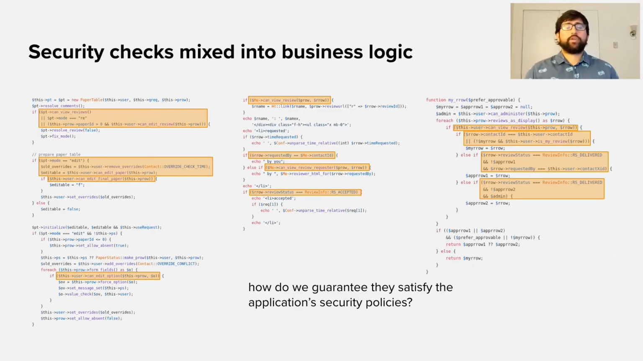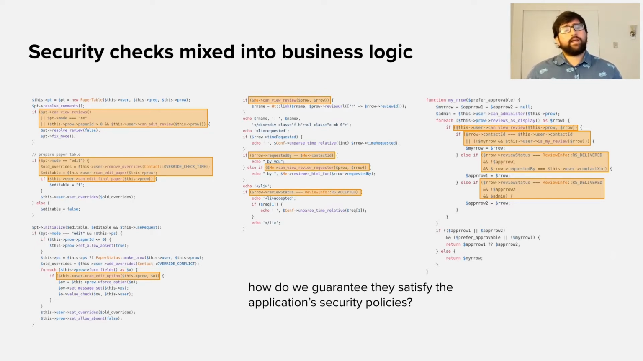Consider this code taken from the HotCRP site. The highlighted parts are security checks that control what a user can see or do, and they should conform to the complex security policies the site is subject to. As these checks are spread all over the code, they are easy to forget by mistake, causing potential information leaks.